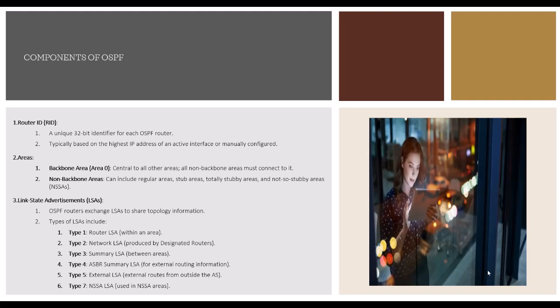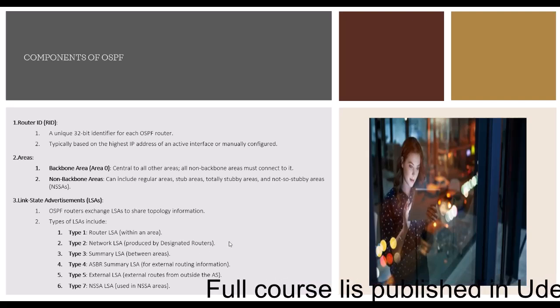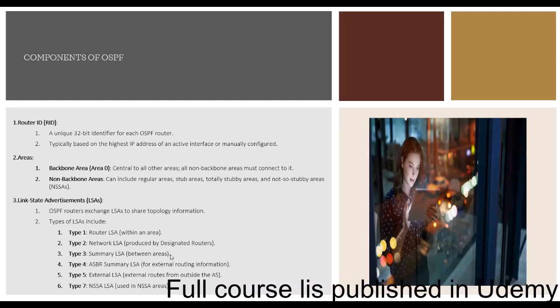And then it uses link state advertisements, and there are several types of link state advertisements. OSPF routers exchange LSAs to share topology information. The types of LSAs include type 1, which is the router LSA, type 2, which is the network LSA, and type 3, the summary LSA. Type 1 LSAs are only for routers within the area. Type 2 is a network LSA, which is produced by the designated routers.